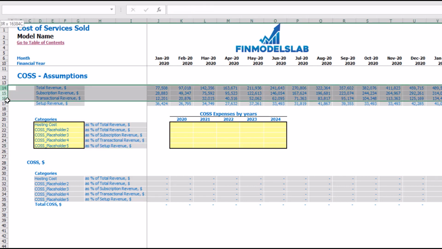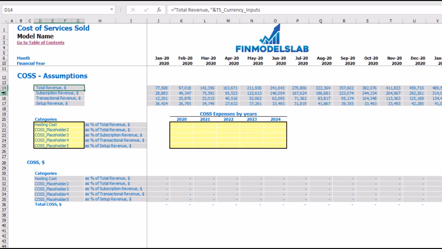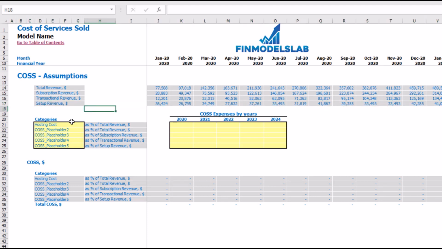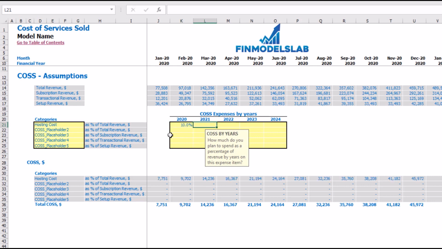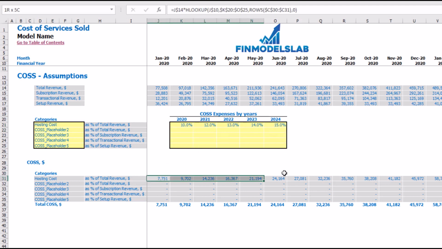On the top you have the basis of calculation, which is total revenue, and the breakdown: subscription revenue, transactional revenue, and setup revenue. So we just set up hosting cost, and we chose the basis as a percentage of total revenue. So by years we can input this amount, like 10%, 12, 13, 14, and 15. Below you may see the calculation of these line items by months.